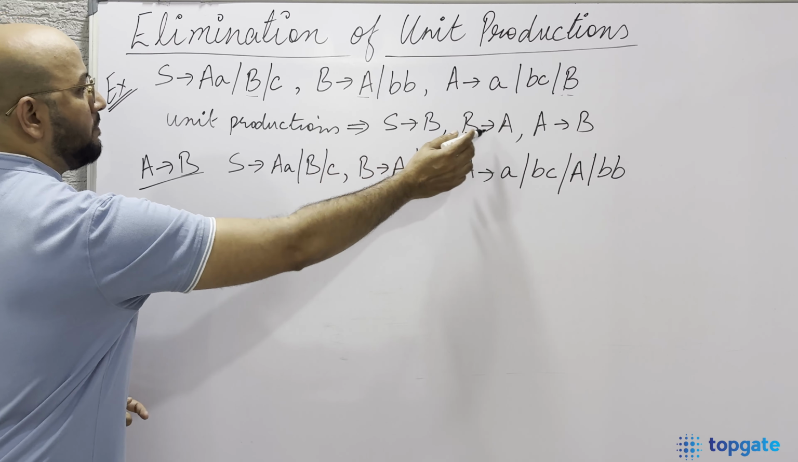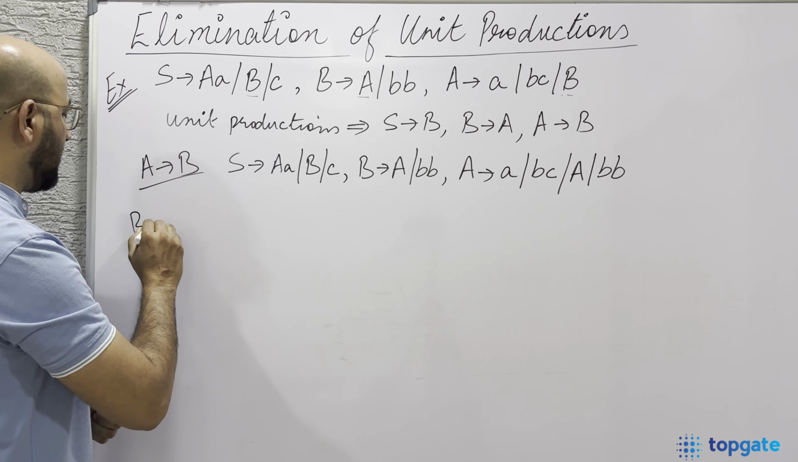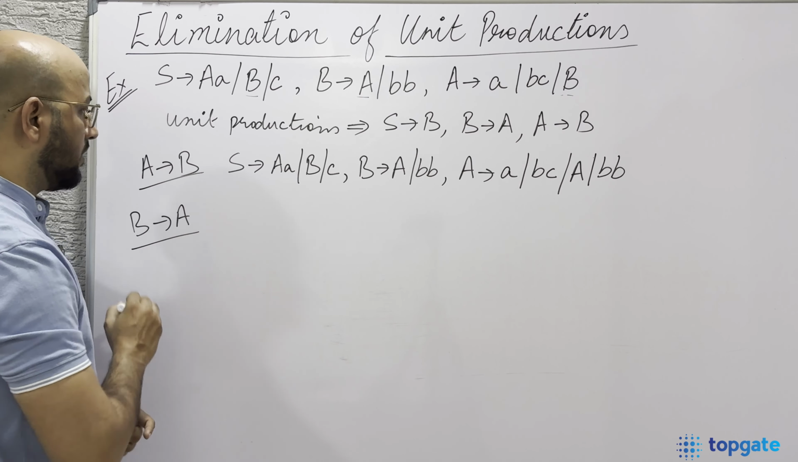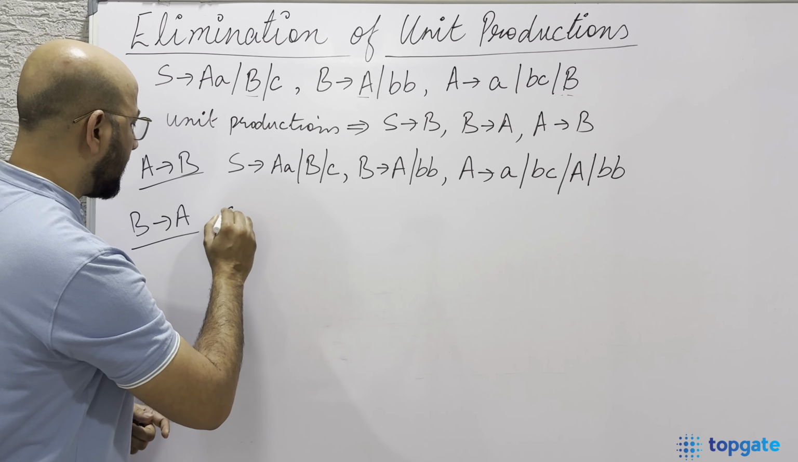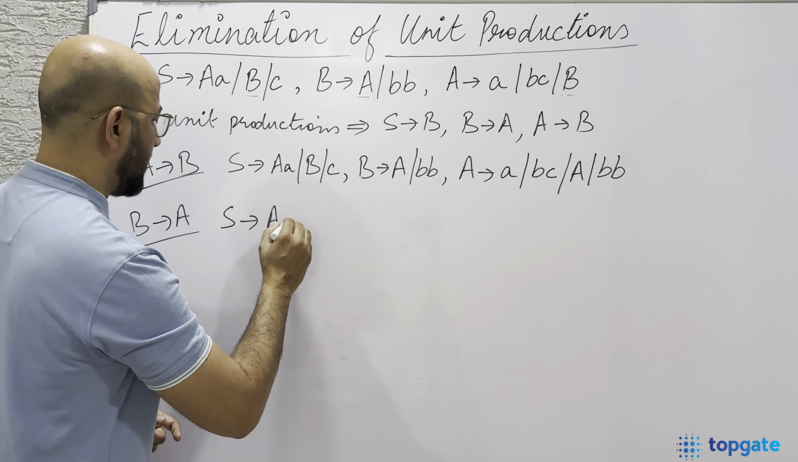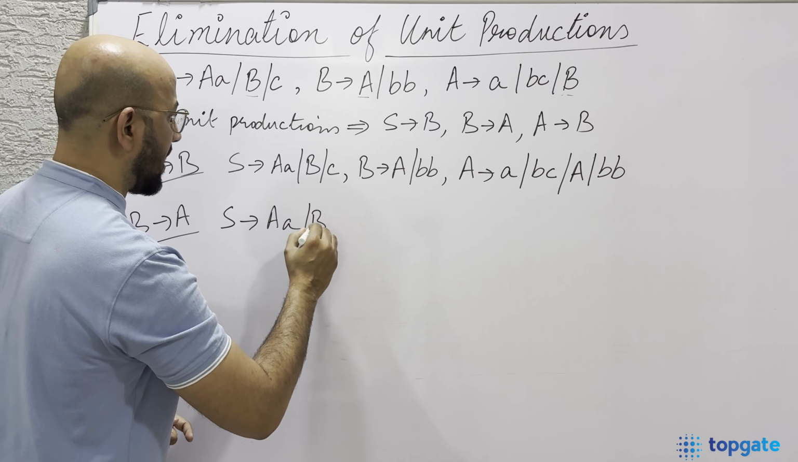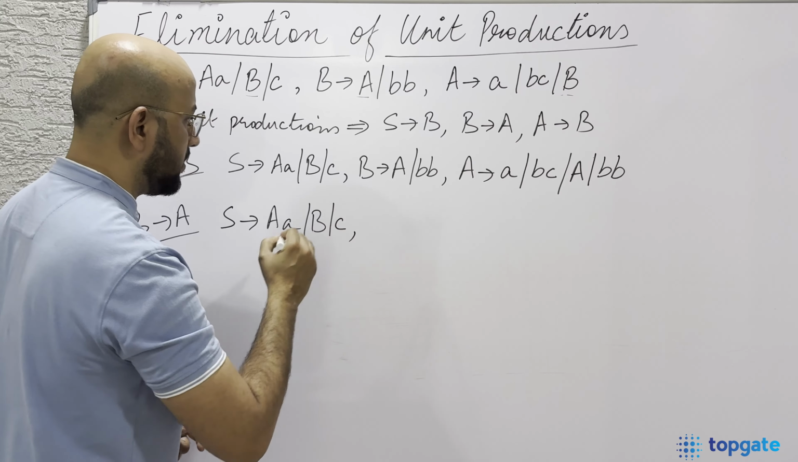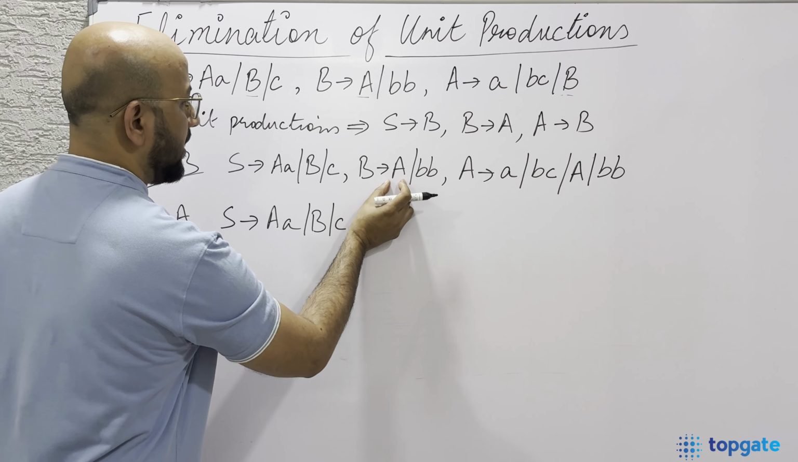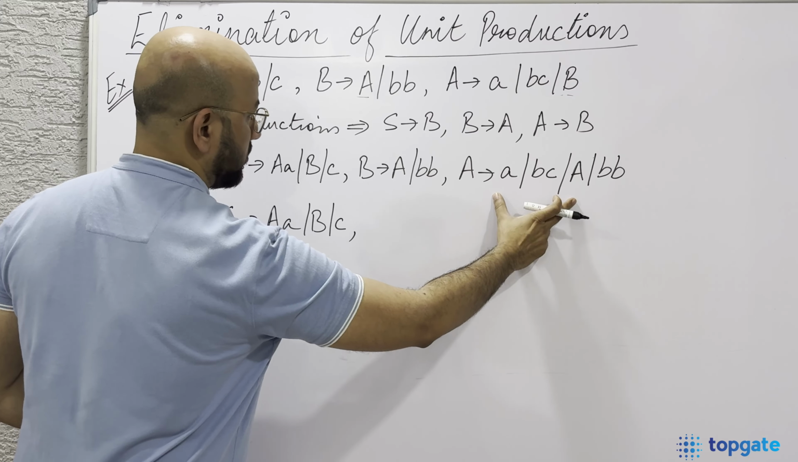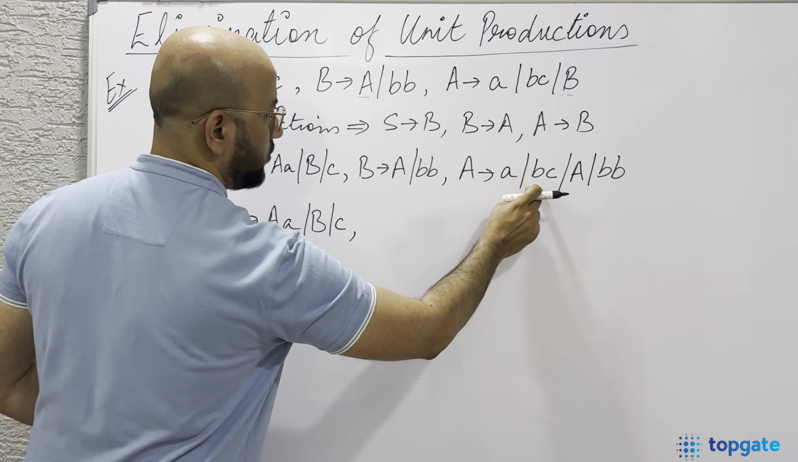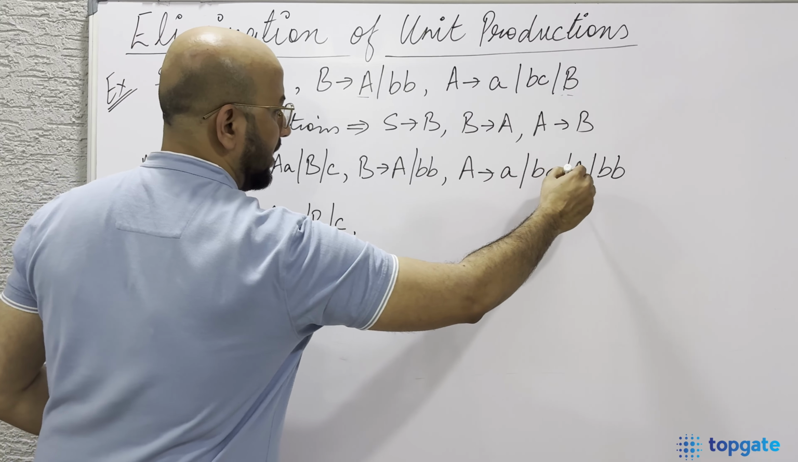The next one that we have is B derives A. So let's eliminate B derives A and see what happens to the grammar. Again, I'll rewrite the rules. S derives AA slash capital B slash small c. Then in this A, I will put these values. Not this one, but these three, 1, 2, and 3, because this has been eliminated.